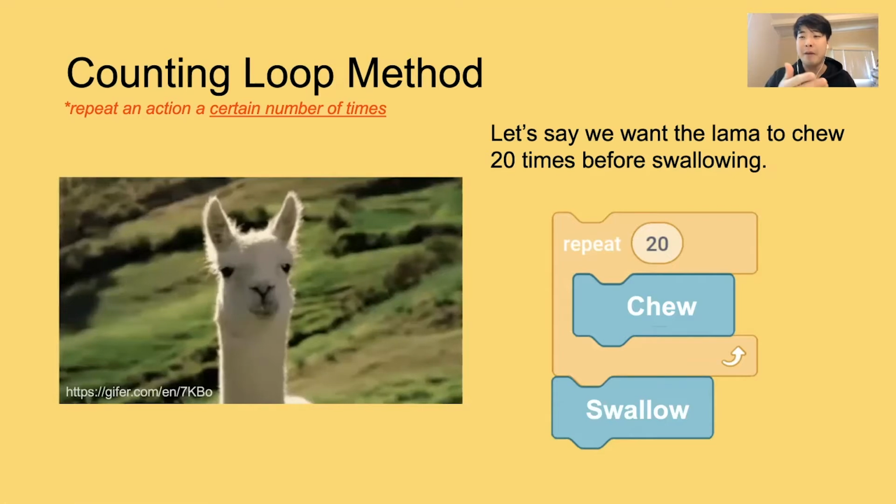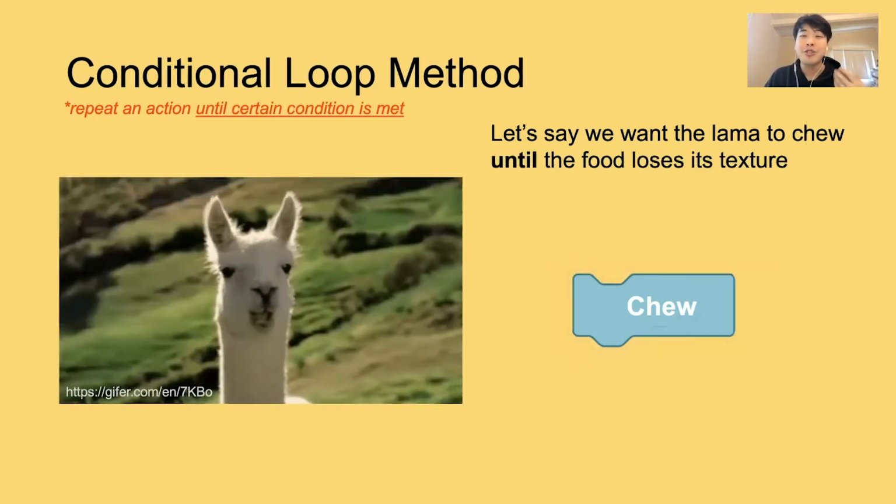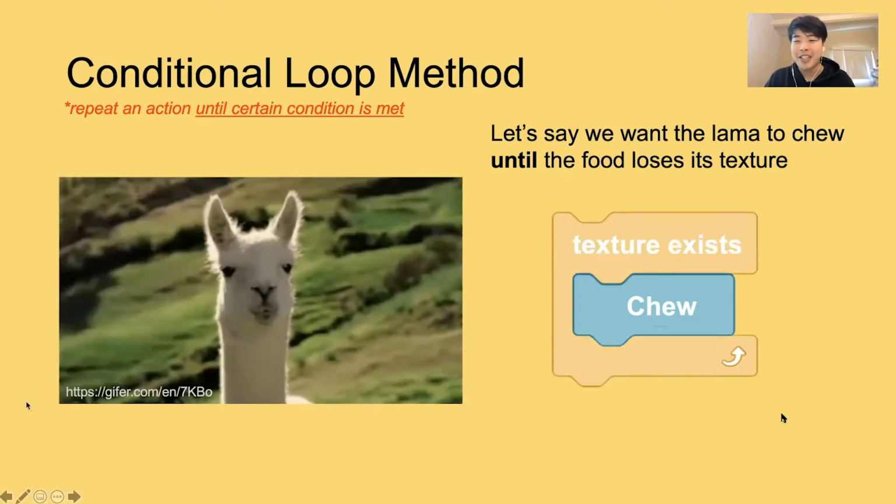Of course, this is not practical for this case, because we can't really tell the llama to chew only 20 times, right? So what do humans do? Humans usually don't really count. Maybe your parents would tell you, you have to chew 100 times, but it's not practical. So what we usually do is a conditional loop. You chew until you want to swallow your food, right? The usual recommendation is when the food loses its texture. When you're chewing, you know the food is no longer the same texture as before. That means it's ready to be consumed.